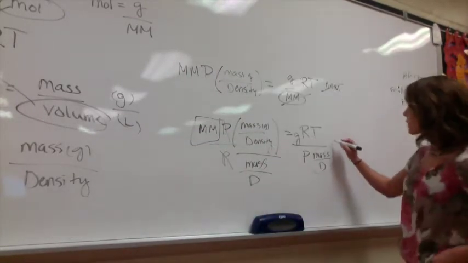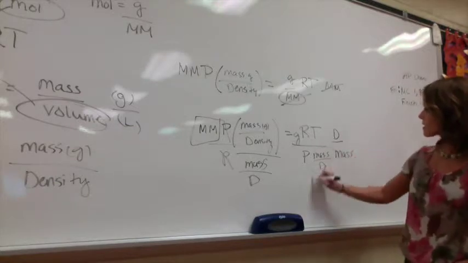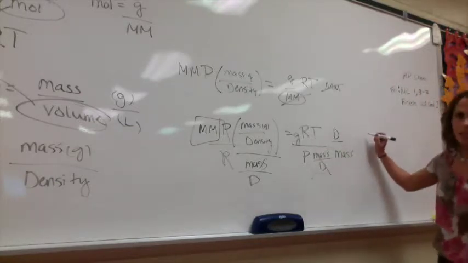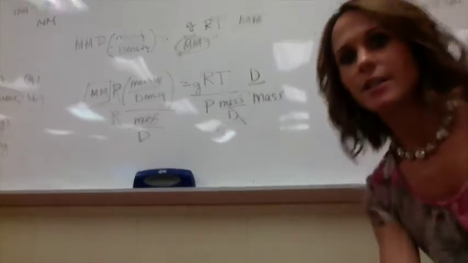All right, so now I'm going to multiply by the reciprocal, so D comes over mass, and this cancels out. Okay, so I'm going to rewrite it again. I'm going to move this all the way over here. I think we've got some space.